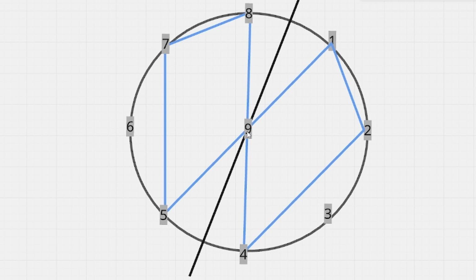Immediately, we find that 9 belongs in the middle because there's an intersection. Wow, we found 9's home. That's crazy. It found itself. It's almost as if 9 has to be present. You don't really get a choice. You can't exclude it.